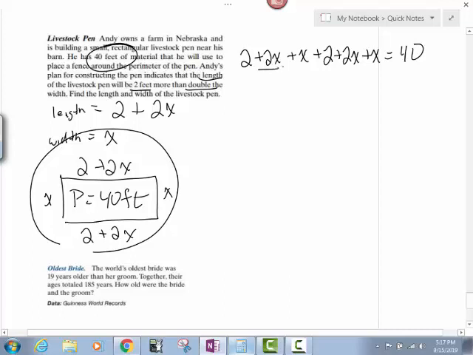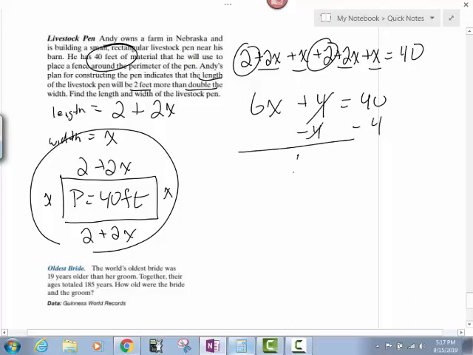So let's start adding up our x's. 2x, another x is 3x, 5, 6. So we have a 6x. Okay? 2 and 2 is going to give me 4 equals 40. So let's subtract 4 on both sides. Gives me 6x equals, let's see, 40 minus 4 is 36. Okay? When we divide both sides by the number 6, I get x equals 6.